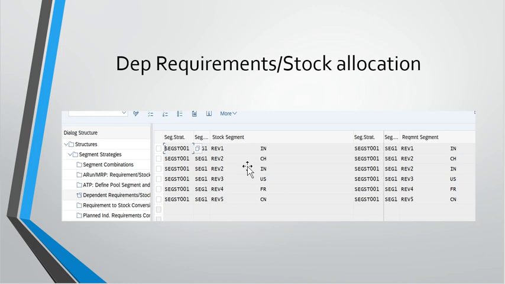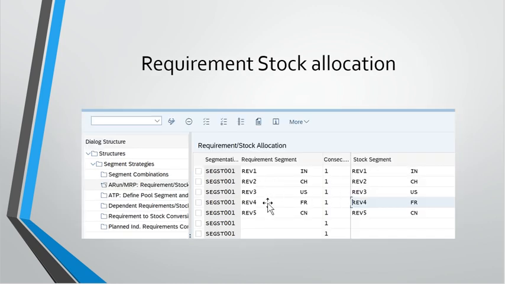I think one thing is missing here. I missed something, I think. Yes, in this screen one more assignment is supposed to be there: revision 2 with India as the requirement segment, and revision 2 with India as the stock segment. Then all the mapping is completed. So that was also required, and we have to do it, because this is a very important one as well. Here you are determining what would be your requirement and what would be your stock segment.